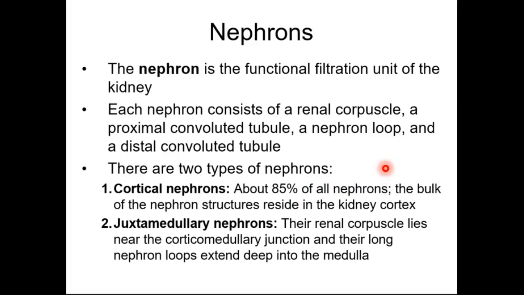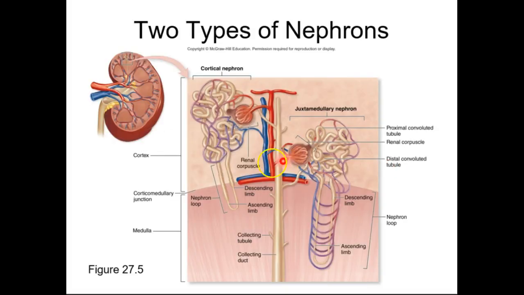There's a reason for that. The more the nephron loop is located within the medulla, the more we can retain water. So for humans, most of ours are up here. 85% of ours are cortical nephrons. That means we can retain some water, we're pretty decent at it, but we're not as good as camels are. If you're a camel, you're going to have mostly juxtamedullary nephrons.